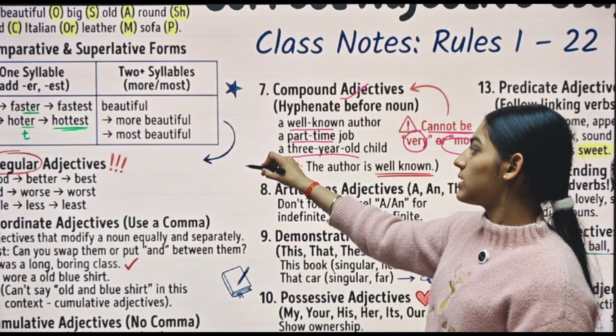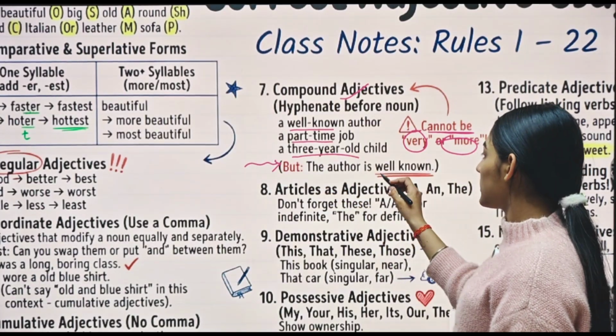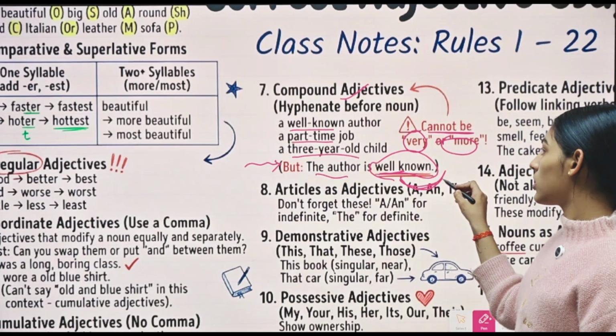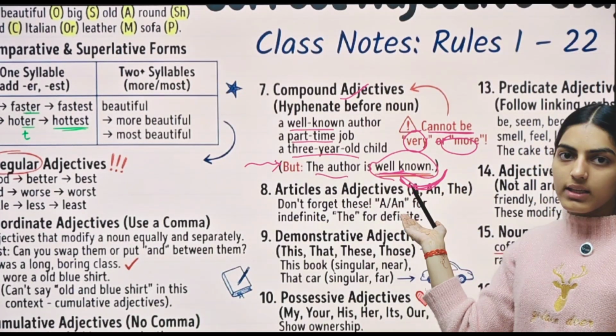This is an exception which you can see. They can be used in this form also: the author is well known. So here, not before a noun, they can be used in this way also.